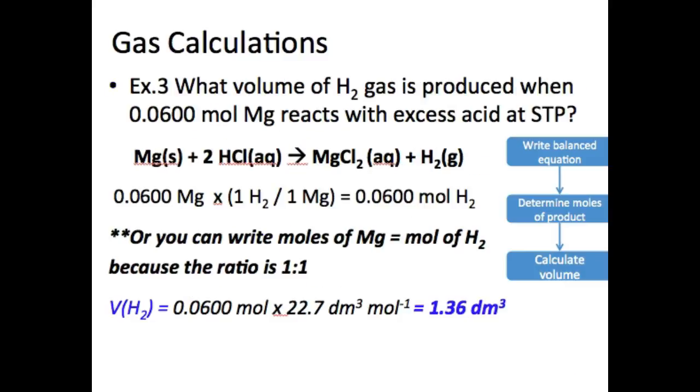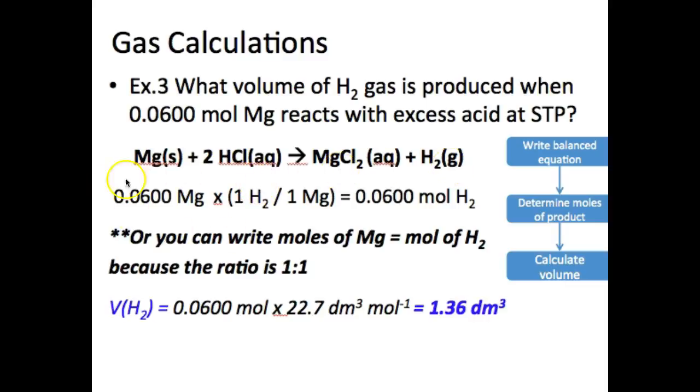In our next example, we're looking at what volume of hydrogen gas is produced when 0.6 moles of magnesium reacts with excess acid at STP. So what we want to do first is write out a balanced equation. We take our magnesium, we're reacting it with hydrochloric acid, and we form magnesium chloride and hydrogen gas.